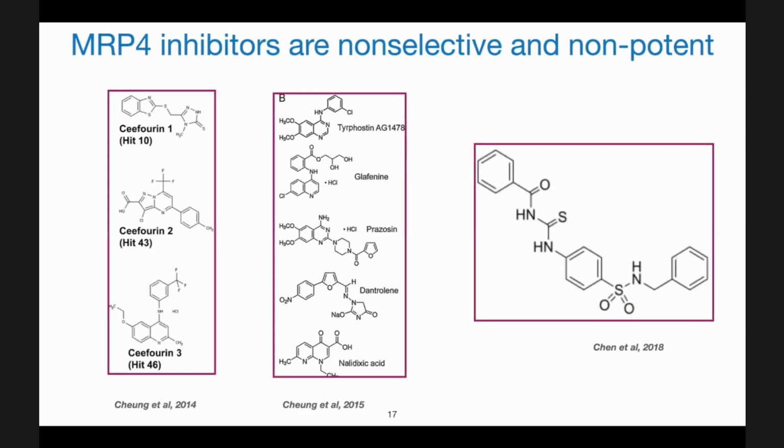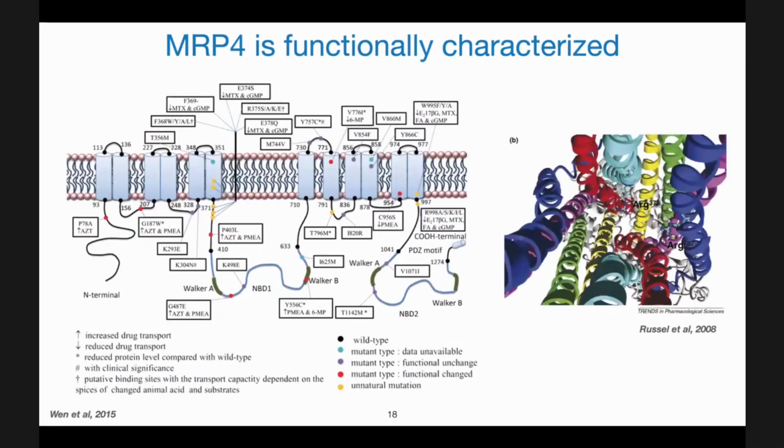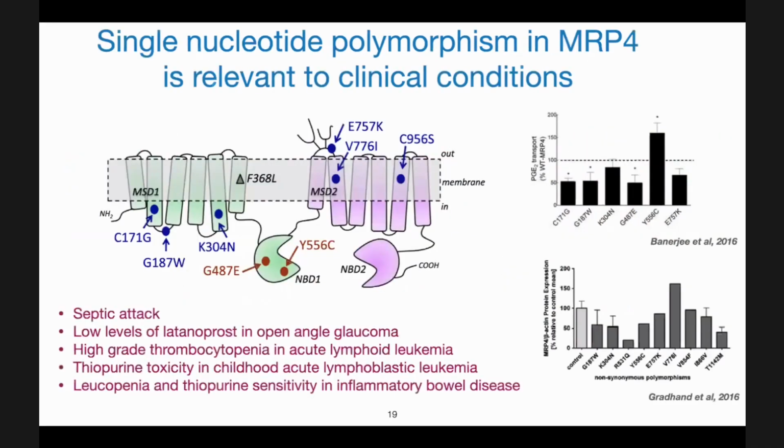They are not actually selective and potent in nature. Also, we have other functional studies going on for MRP4 where different mutations have been studied for expression and function. On top of that, single nucleotide polymorphisms in MRP4 have also been associated with various clinical conditions, for example septic attack, low levels of iloprost in open-angle glaucoma, high-grade thrombocytopenia, thyroid toxicity and leukopenia, etc. So these are the various SNPs in MRP4 which have been associated with expression and function.